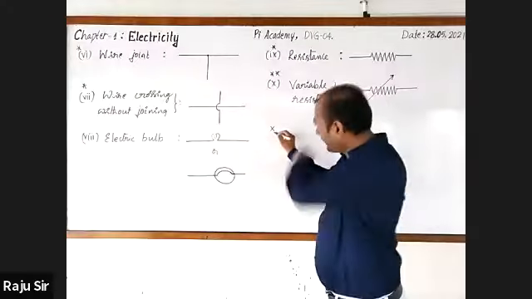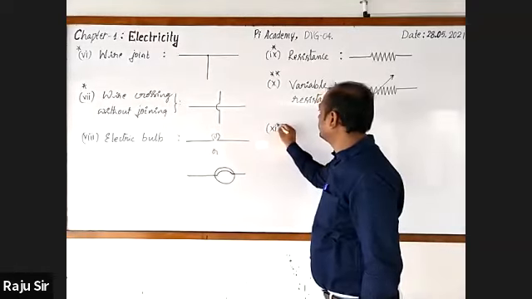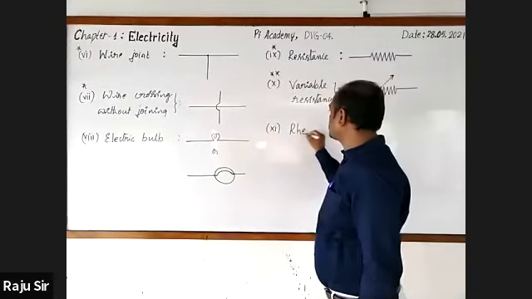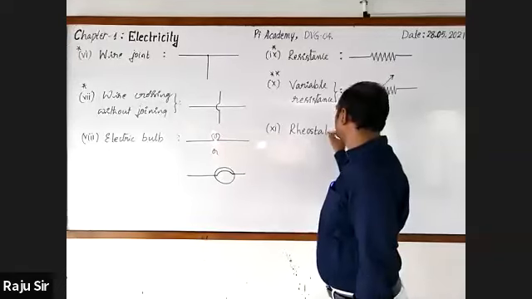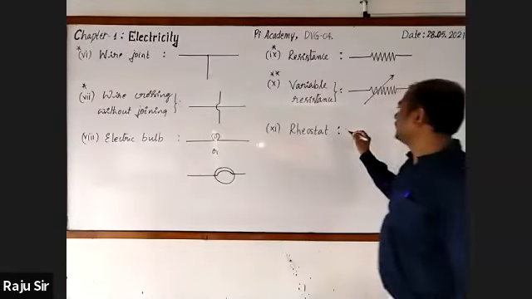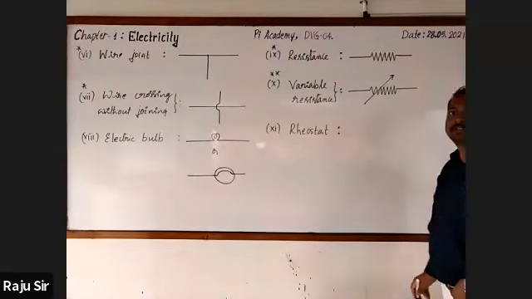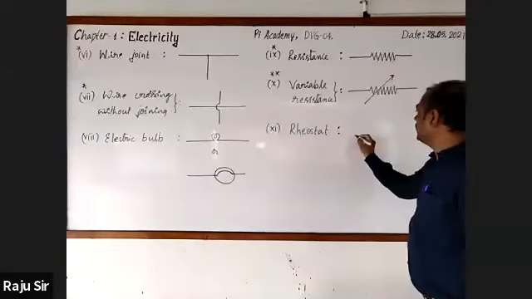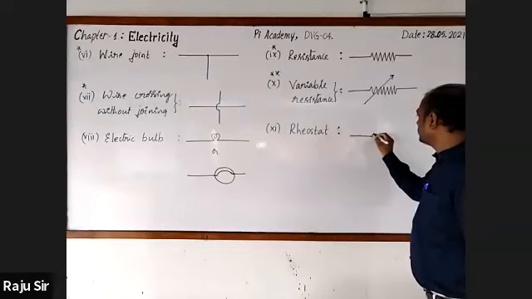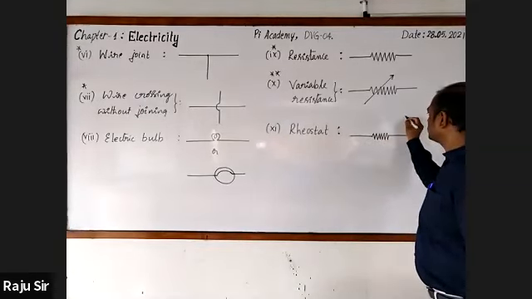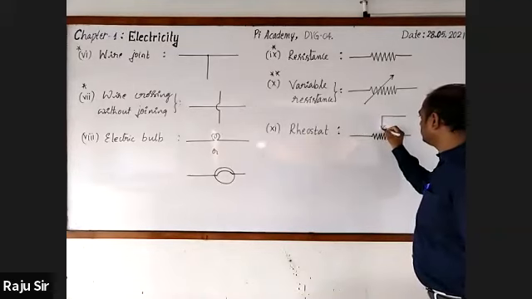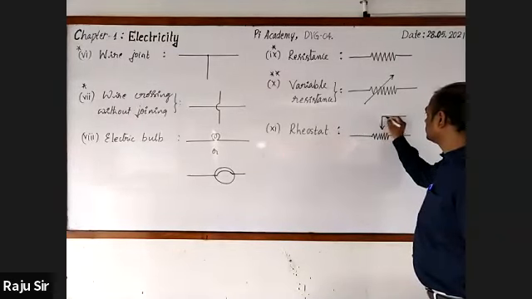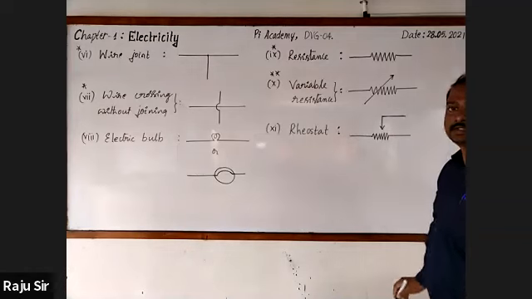Next, 11th one, rheostat. It is actually a device used for changing the resistance. It will be discussed later. Again we will go for drawing the zigzag lines. Next, an arrow pointing downwards. This is the rheostat.